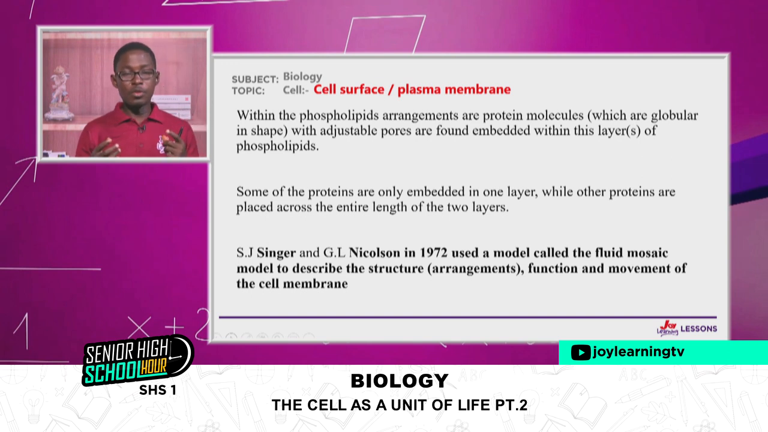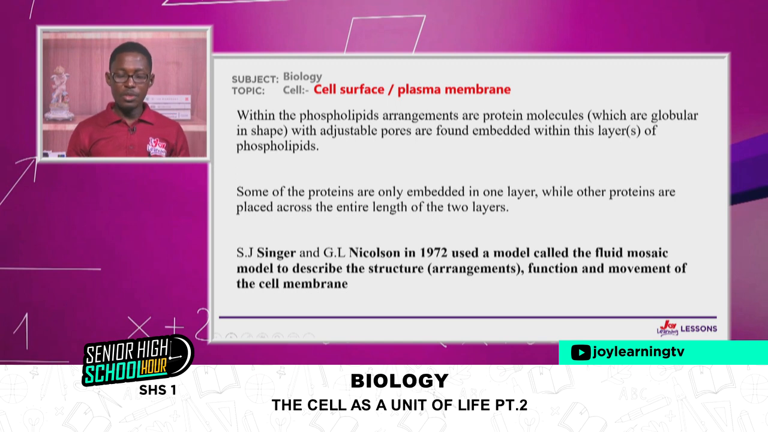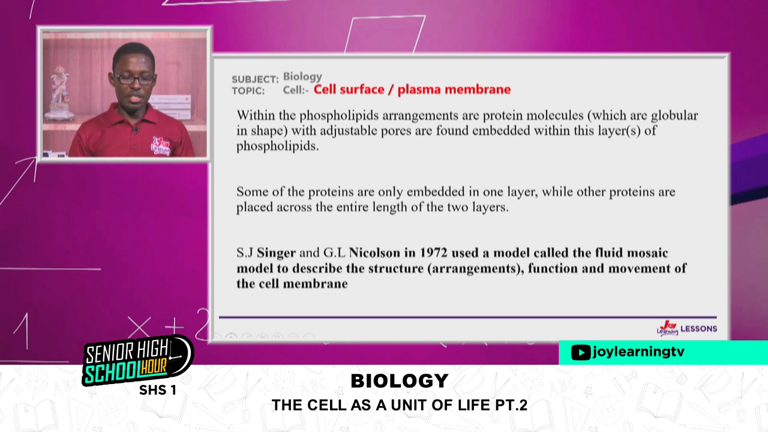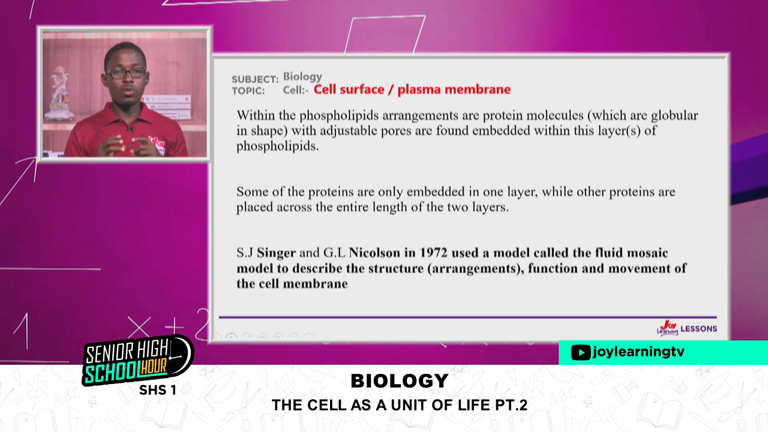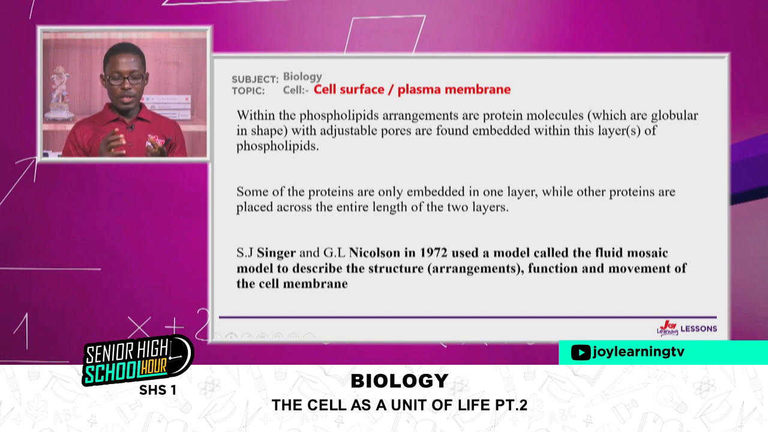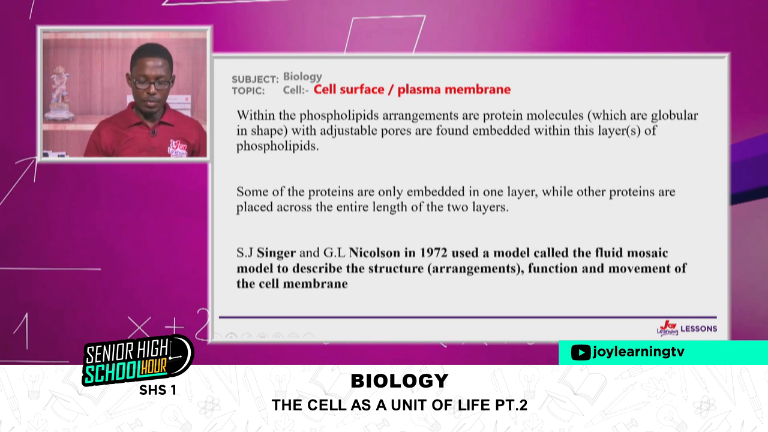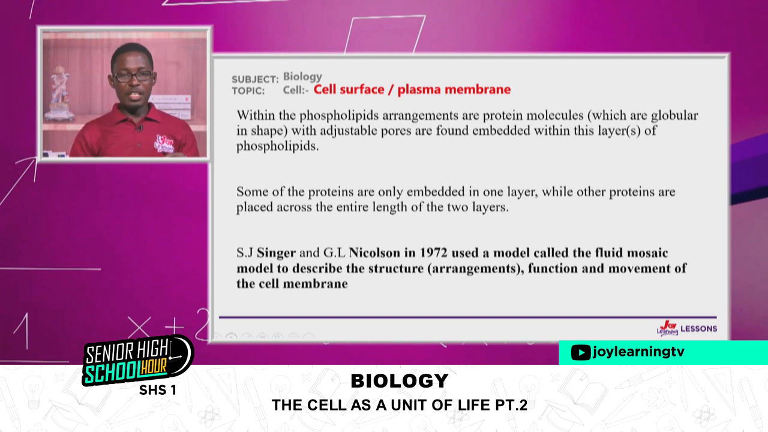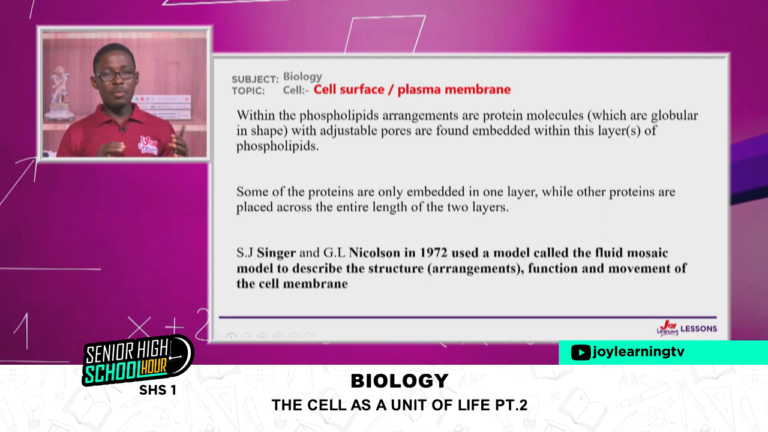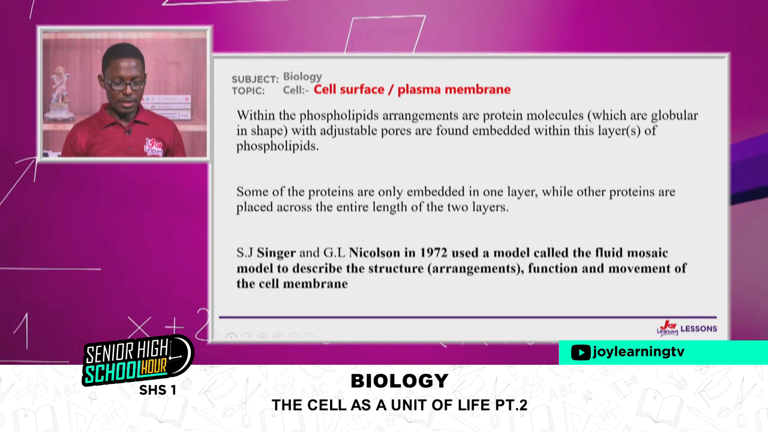I also showed you the proteins within them. So we say within the phospholipid arrangement are protein molecules, which are globular, that means round in shape, with adjustable pores. That means there were tiny holes within this protein, and they are all embedded within the phospholipids. Now I'm going to make this point and we'll go back to show you where this thing exists. Now some of the proteins we spoke about are only embedded in one layer, whilst others are placed across the length of the two layers.